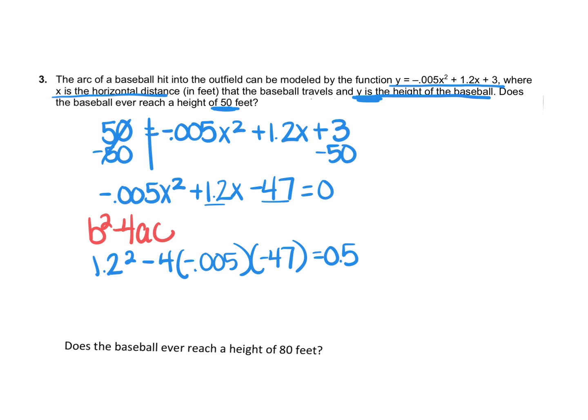All right, so when we simplify that, we end up getting 0.5. All right, so since we have the 0.5, we have a positive number. So what that means is that there's going to be two solutions here. And so let me show you what that kind of looks like. So you've got your ground. We have our 50 feet.